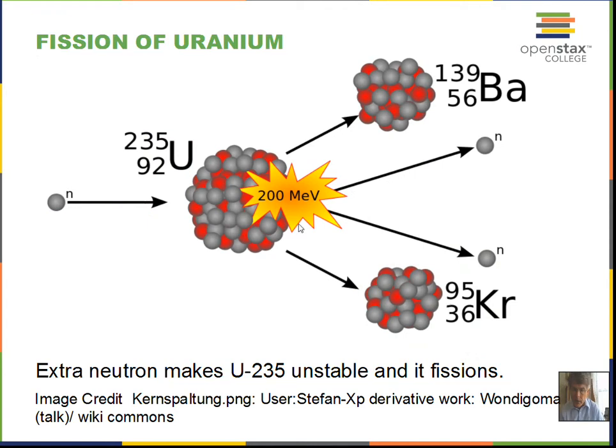Millions of electron volts. This nuclear process is much more energetic than a chemical process, burning coal or oil, which releases a few electron volts of energy per reaction. So we have much more energy being released in the fission process per reaction.